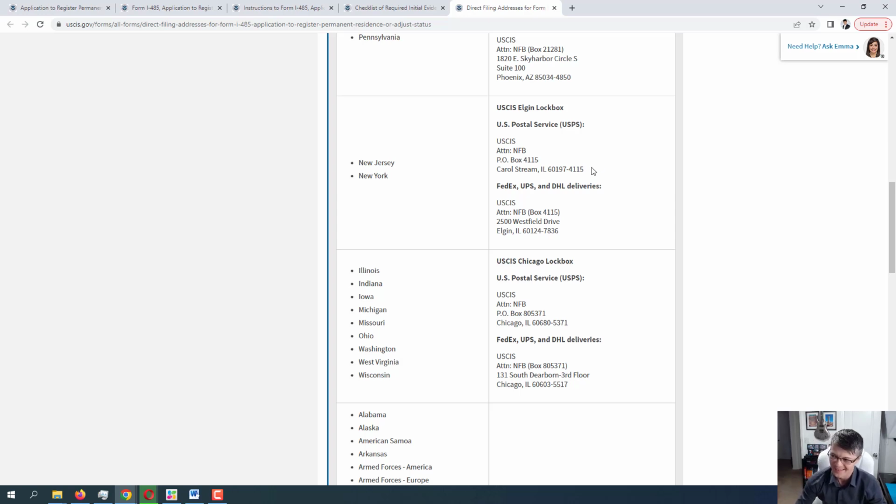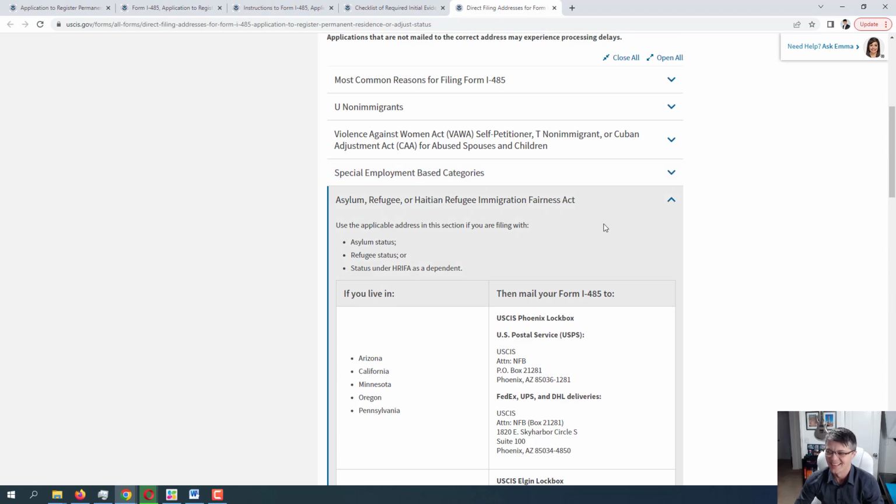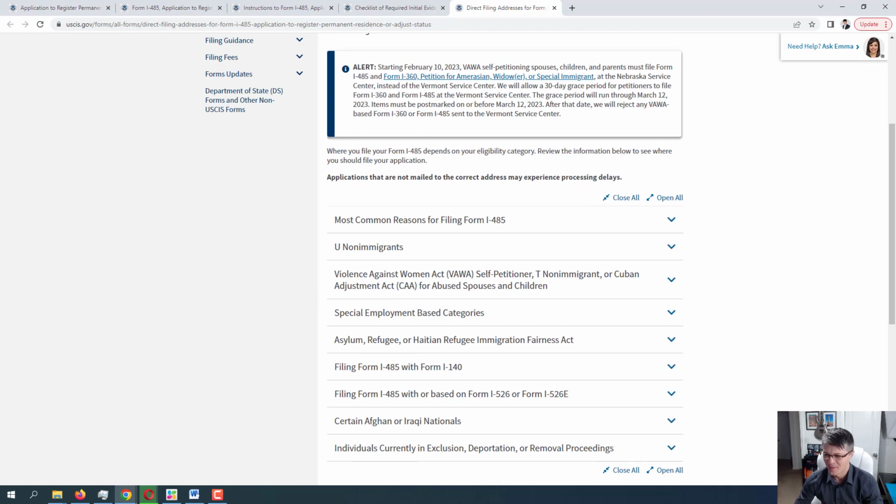It's really the same thing. Just make sure that if you're sending USPS, you send it to the PO Box address. If you send it with a courier, you do not send it to the PO Box address. Very, very important. All right, and obviously it depends on your state and your category. As you can see, there's a lot of them, and that's really it.